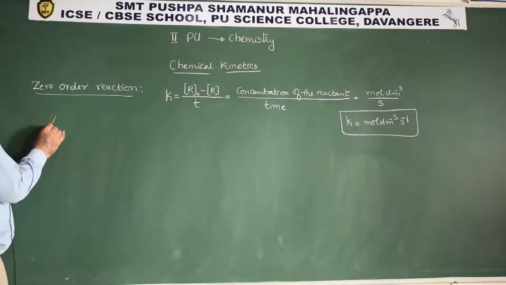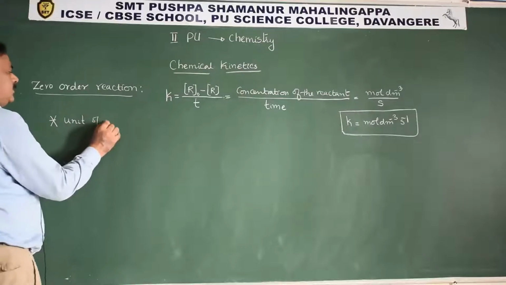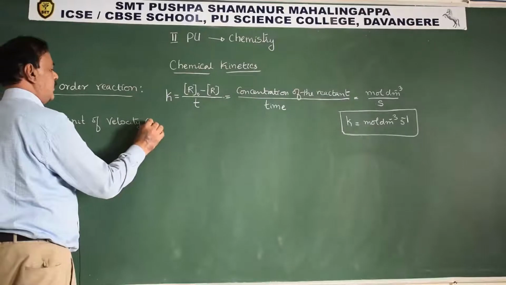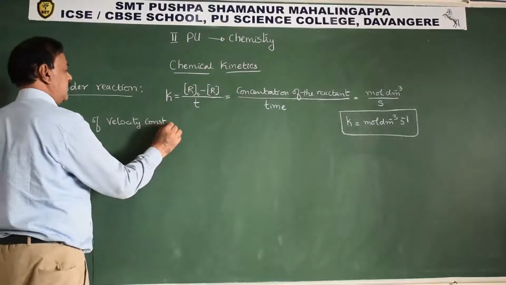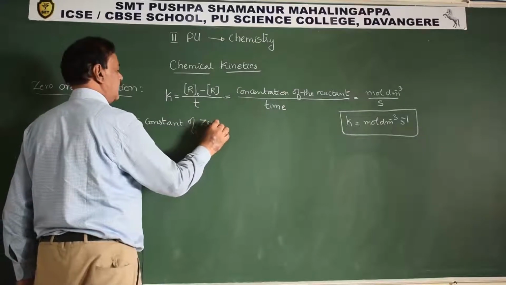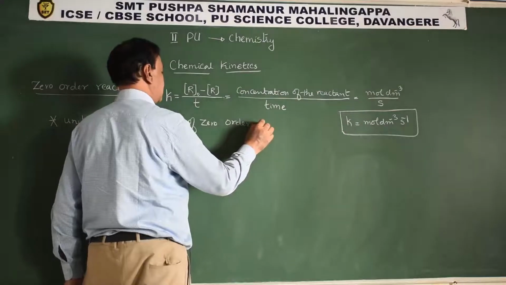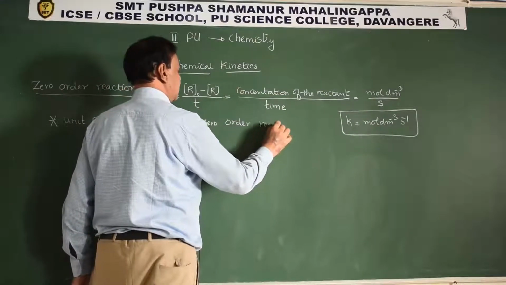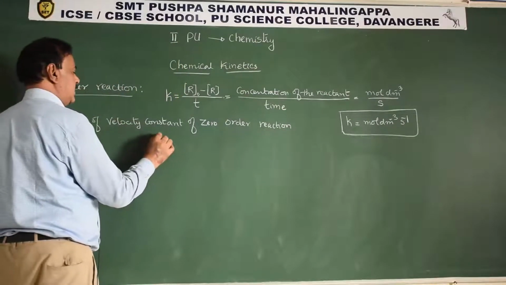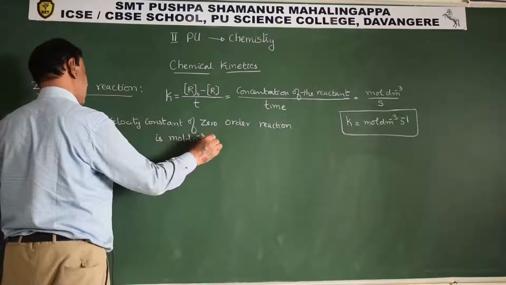Very important, the unit of velocity constant of zero order reaction is moles per cubic decimeter per second.